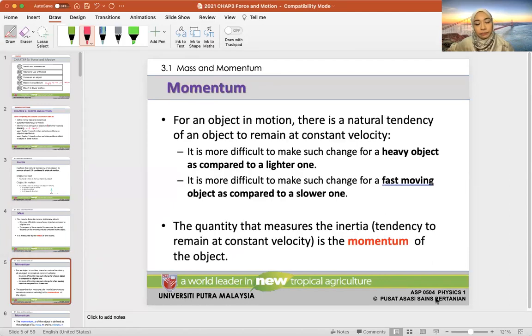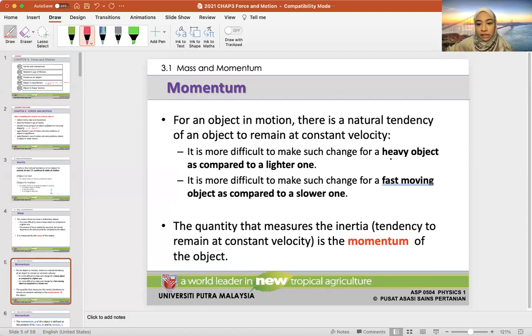And then to quantify inertia, we use the word momentum. To quantify inertia, we use momentum. So momentum ni berkait rapat dengan inertia. Inertia ni is like the concept of it. Momentum is how you quantify. What does quantify mean? It means that you can calculate for something.